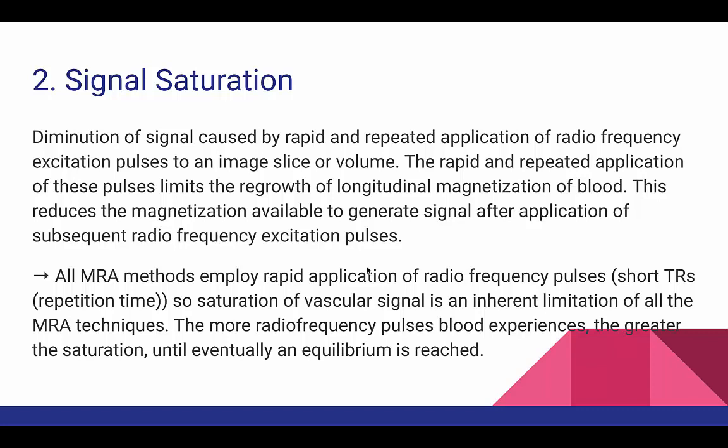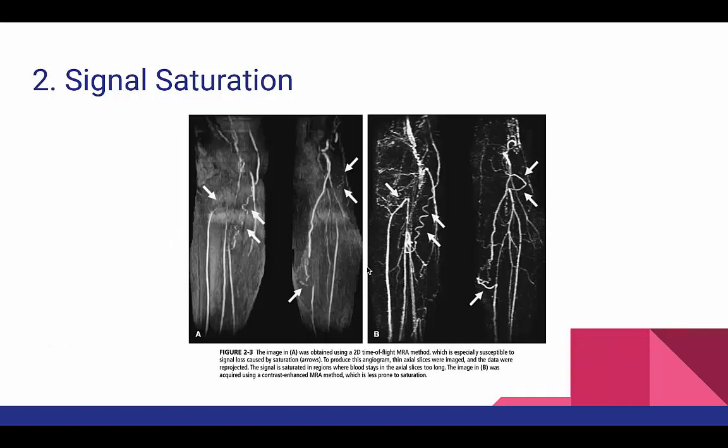The more radio frequency pulses blood experiences, the greater the saturation, until eventually an equilibrium is in reach. So I wanted to, these concepts are very abstract, and I know that we really are diving into these imaging techniques this year, but I wanted to give you a good idea about what these things are, how they cause problems with our imaging, and therefore I put some images. I put it with the intravoxel dephasing, and this is also a good image for the signal saturation.